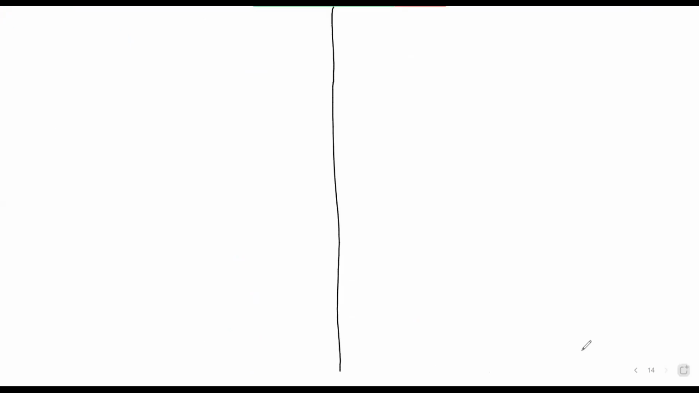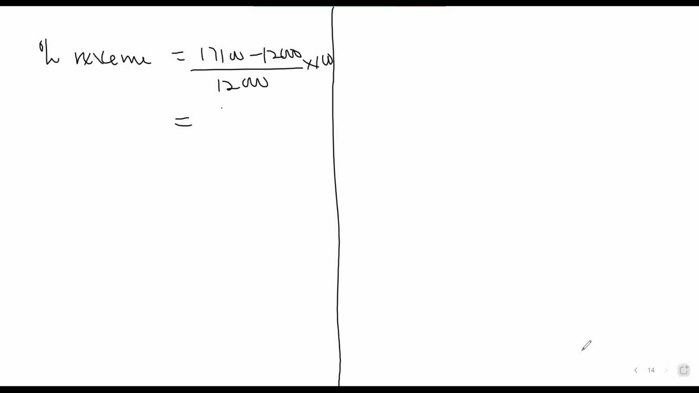So let's look at the increase in the revenue. Percentage increase in revenue will be 17,100 minus 12,000 divided by 12,000. Growth is calculated as the difference between the two divided by the initial, multiplied by 100. What are you getting? 43%. Okay, 43%.